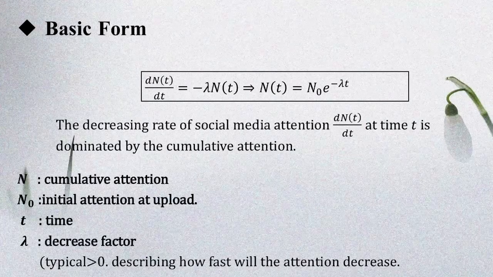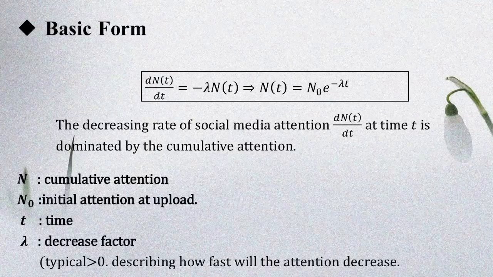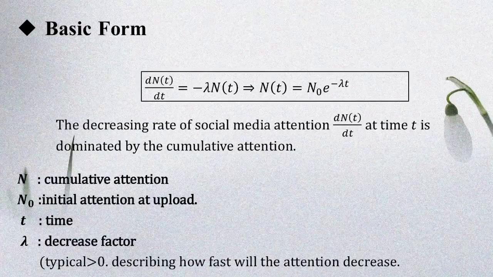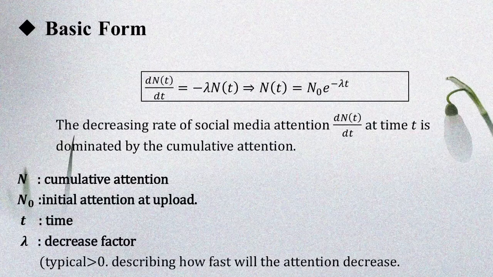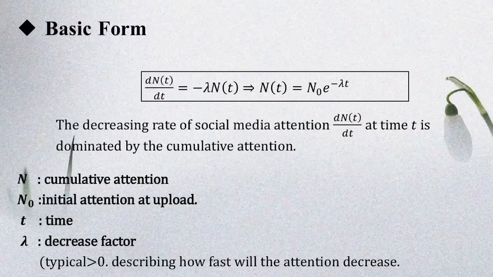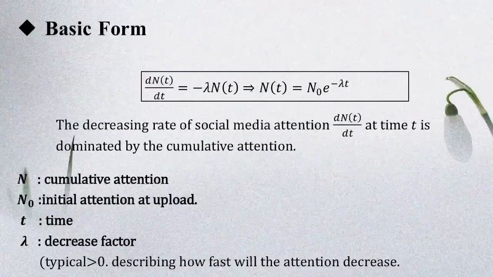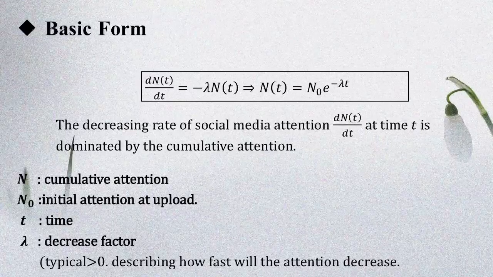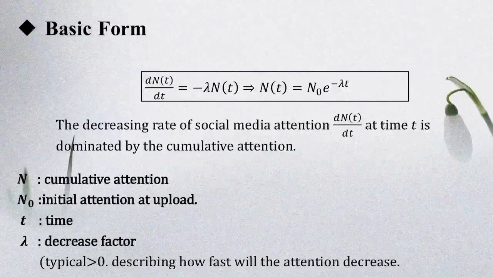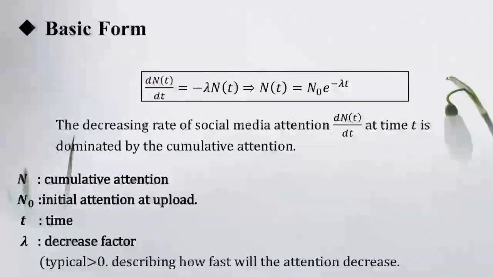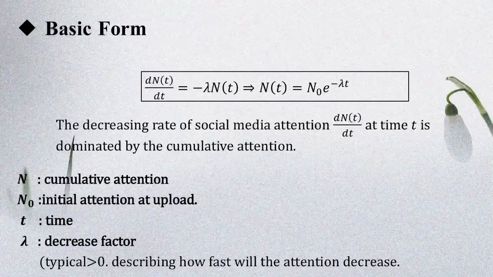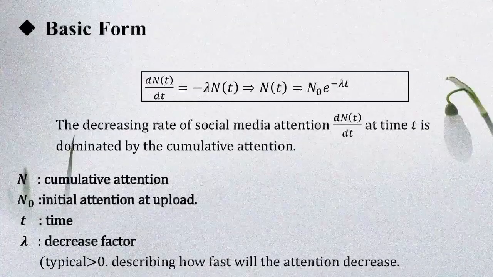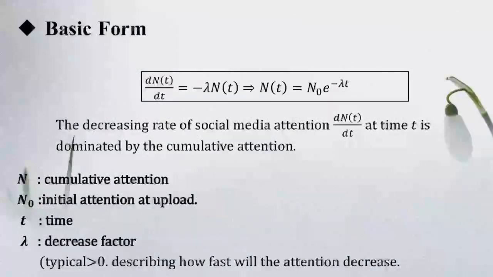N0 is the initial attention when the video is uploaded. t is the time. Lambda is the decay factor, which controls how fast the attention decreases. A large lambda means a faster decline. This simple model matches what we observe in real data: high attention in the beginning and a gradual decline over time.